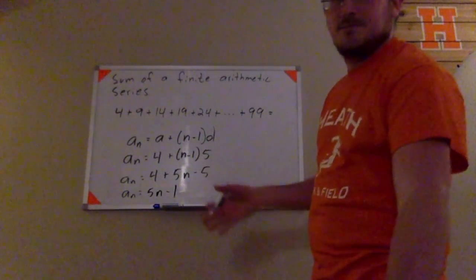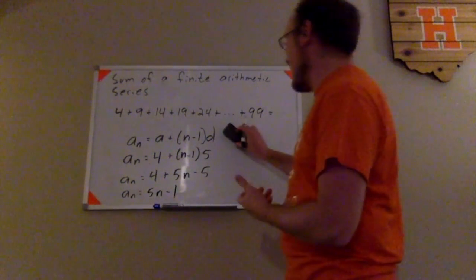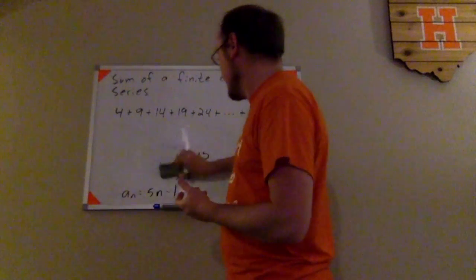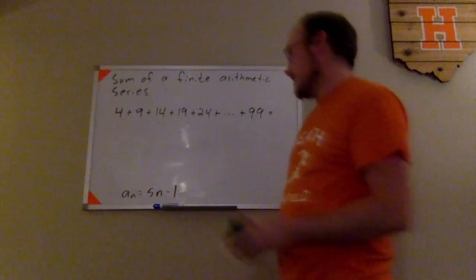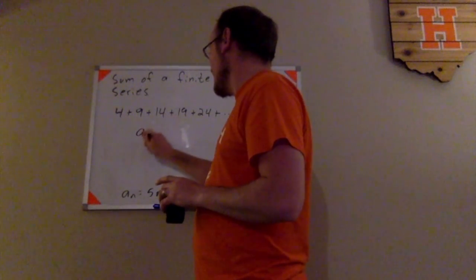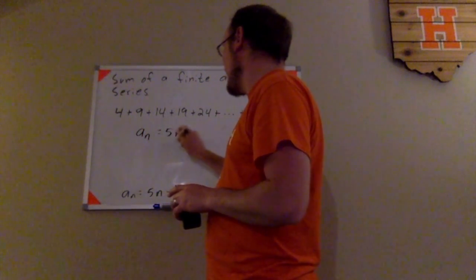So there's my explicit formula for the nth term of that arithmetic sequence, which is representing this arithmetic series here. I'll write that back up here: a sub n equals 5n minus 1.